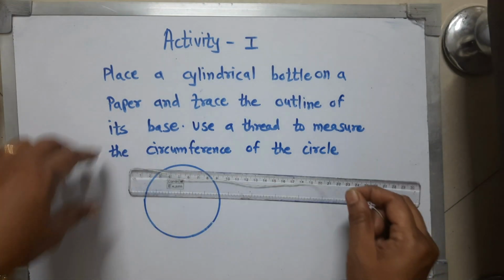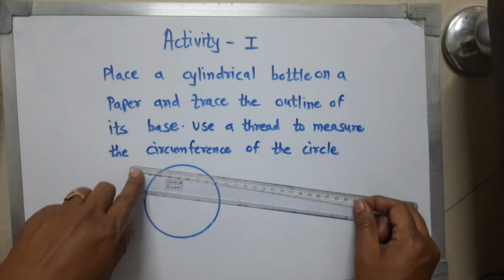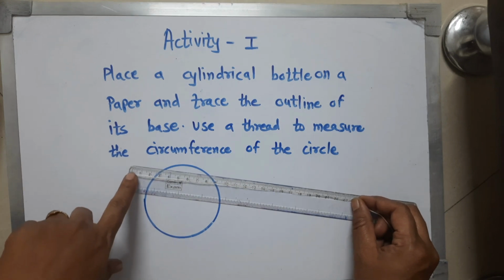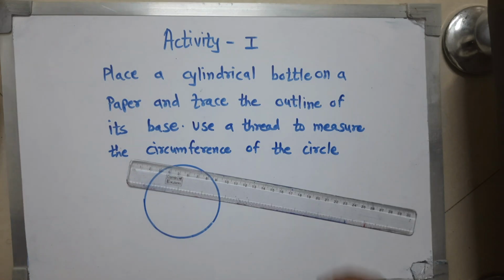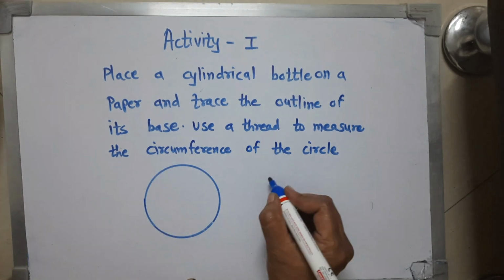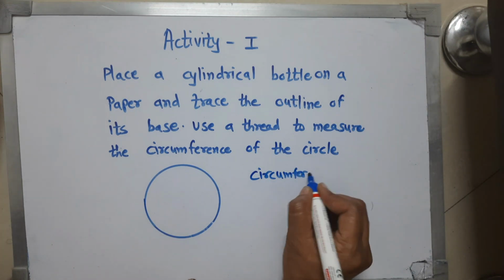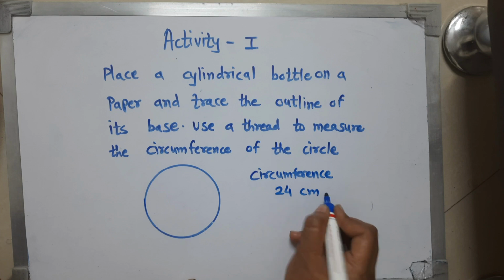Measure the circumference of the bottle with the thread. The thread is measured by scale. The thread is measured by scale and the measurement is the circumference of the bottle. Measurement is 24 centimeter.